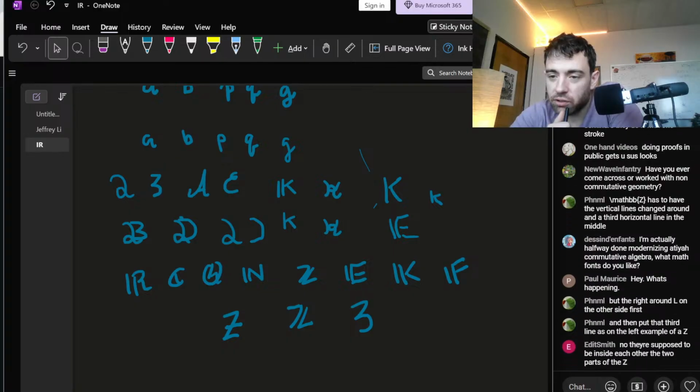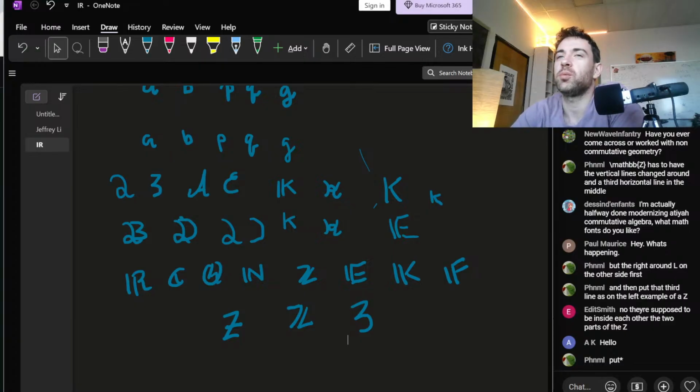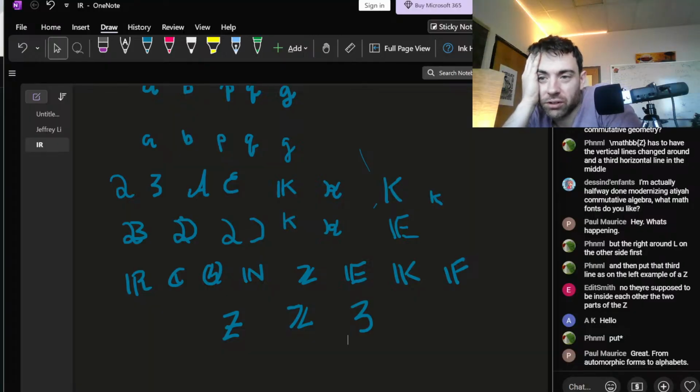Halfway done modernizing Atiyah commutative algebra. What math fonts do I like? I don't know. The more plain fonts, the better. I don't want to give away too many specific details, but I see people in this world using too many weird Greek symbols in Fraktur font just because it looks cool, and it really inhibits the readability. You have to think about your reader. You're also beholden to tradition as well.